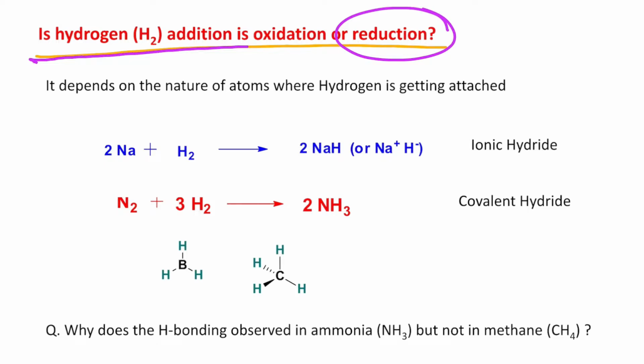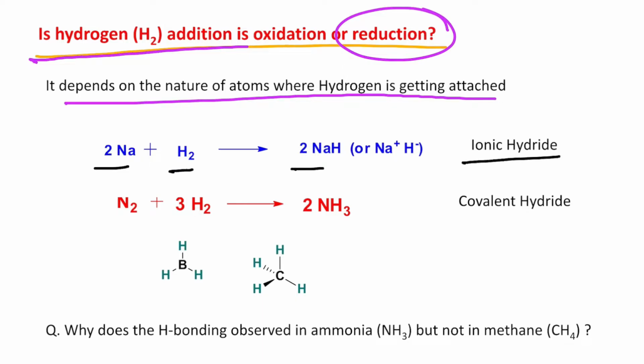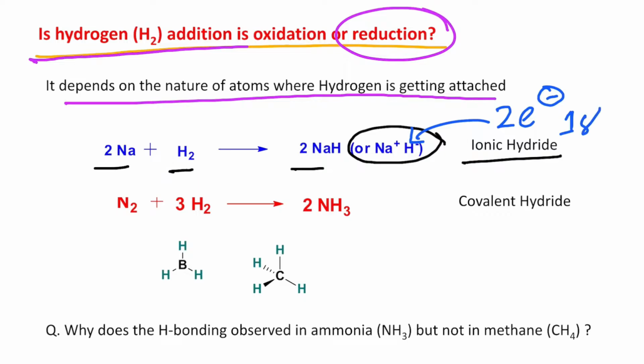So we should have a clear-cut concept, and I believe some memorization about electronegativity, because it depends on the nature of where the hydrogen atom got attached. For example, if you react sodium with hydrogen, it produces sodium hydride. It's actually an ionic hydride. You will form Na plus and H minus. H minus means it has 2 electrons in its outermost valence shell, and this is another kind of stabilization for a first row element, meaning helium configuration.